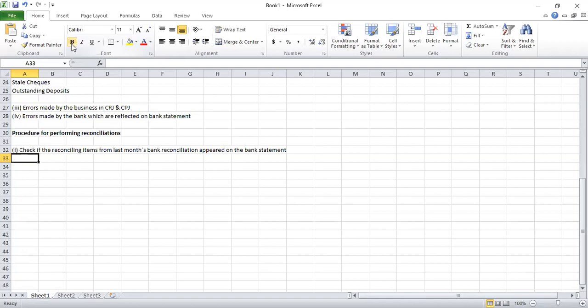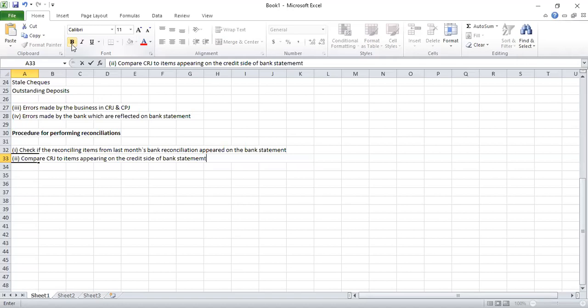Right. Then number 2, compare CRJ to items appearing on the credit side of bank statement. So the transactions that we record in our cash receipts journal, on the bank statement, they appear on the credit side. I think if you go to the bank and you just check your statement, you will see that the money that you put in, it will be recorded as credit.